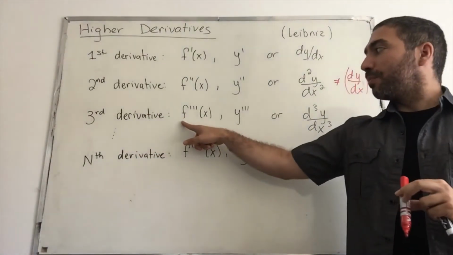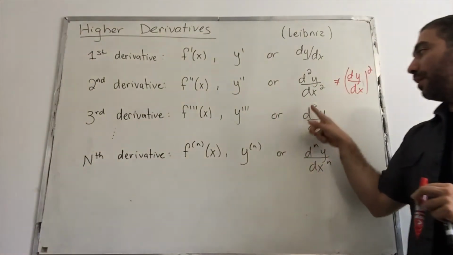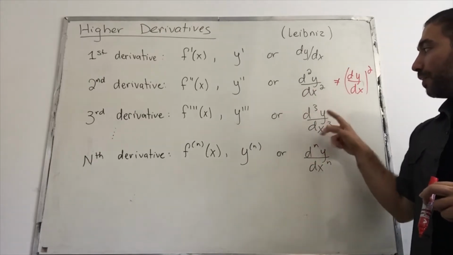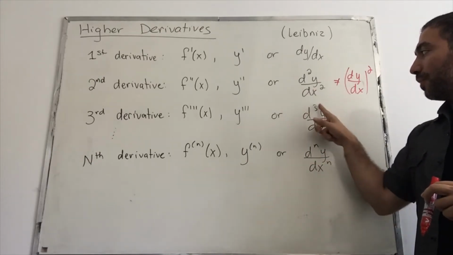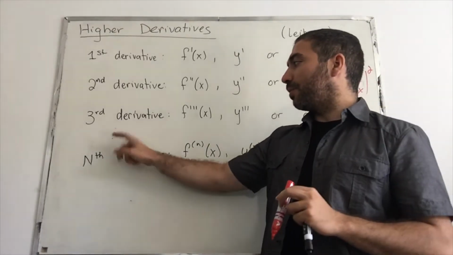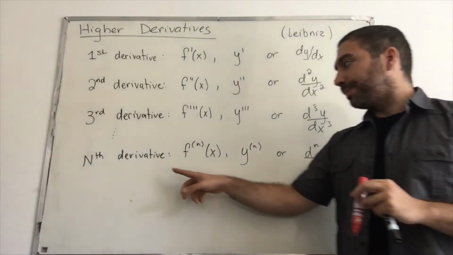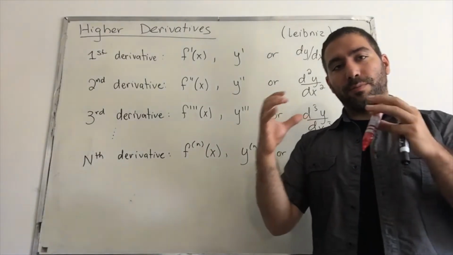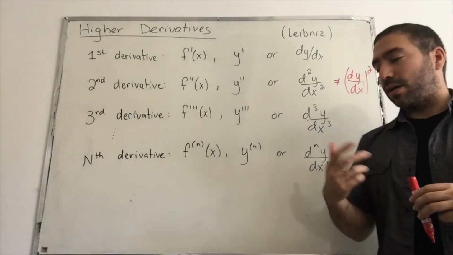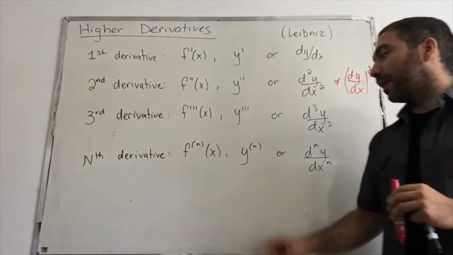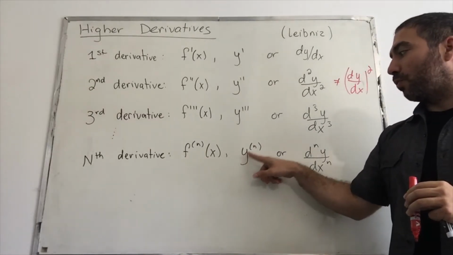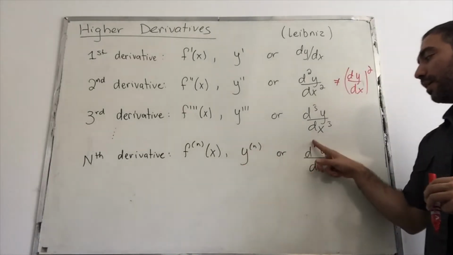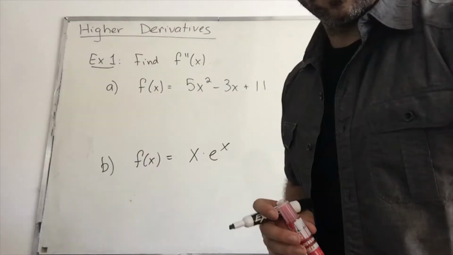Third derivative, we have f triple prime of x, y triple prime, or d3y over dx cubed, similar to the second derivative. So we just essentially put the number of derivatives here. And then lastly, if we jump all the way down here, we get the nth derivative for any number n. The way we write it in this notation is f to the, it's not an exponent, it's a number that's in brackets. So this signifies take the nth derivative with respect to x. Over here for y, we write y to the n in brackets signifying the nth derivative. And then lastly, using Leibniz notation, it's dny divided by dx to the n.